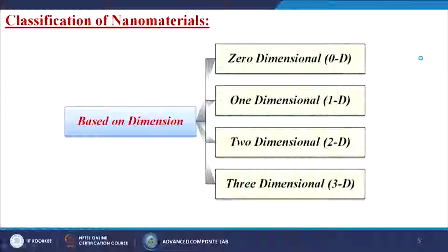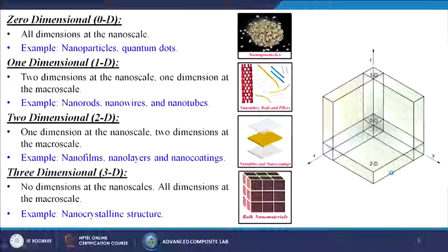Based on dimensions, it is divided into 4 parts. One is called the 0 dimensional or 0D, 1 dimensional that is 1D, 2 dimensional that is 2D, and the 3 dimensional that is called 3D. So, what is 0 dimensional? All dimensions at the nanoscale itself. So, that means x, y, z all directions.